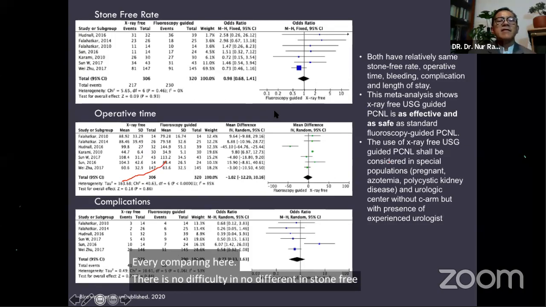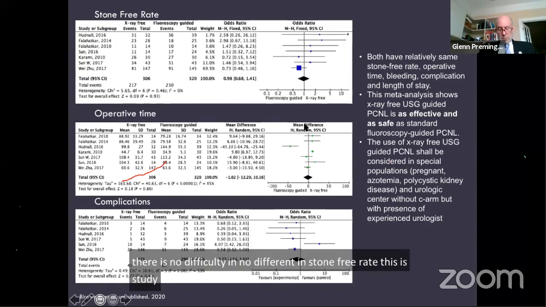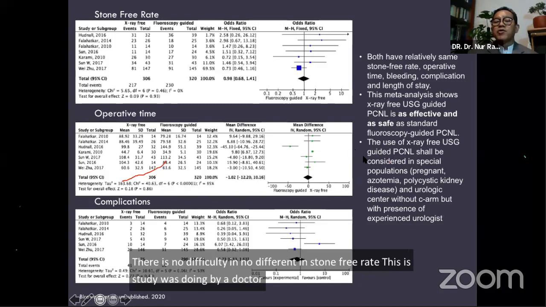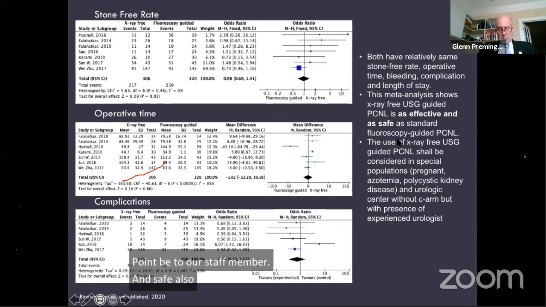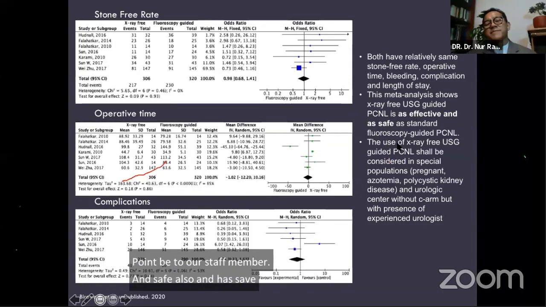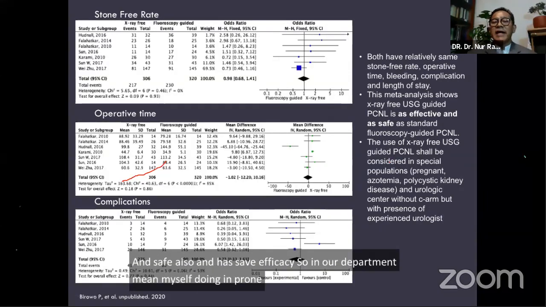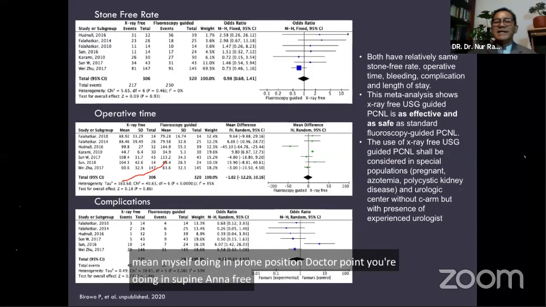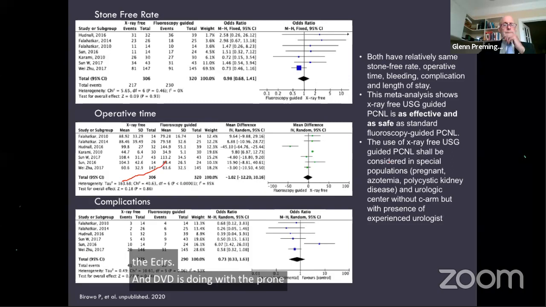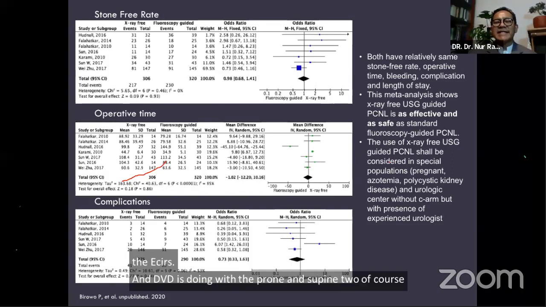This is a study done by Dr. Poncho Biroo, our staff member, and it is also safe and has the same efficacy. So in our department, I myself do it in the prone position, Dr. Poncho does it in the supine position with free fluoroscopy, and VD does it with the HEs. And VD also does prone and supine, of course depending on what case he finds.